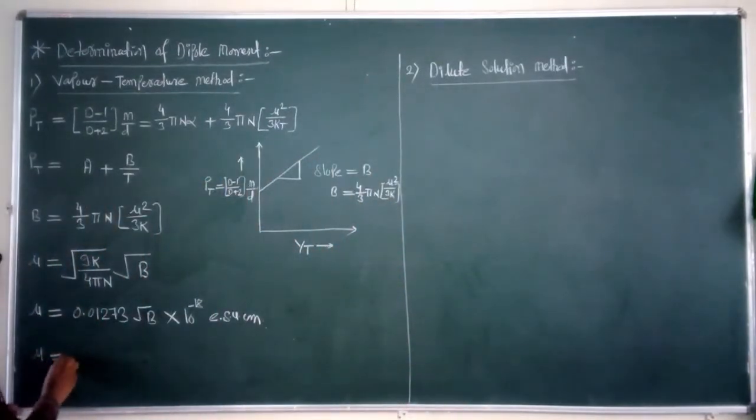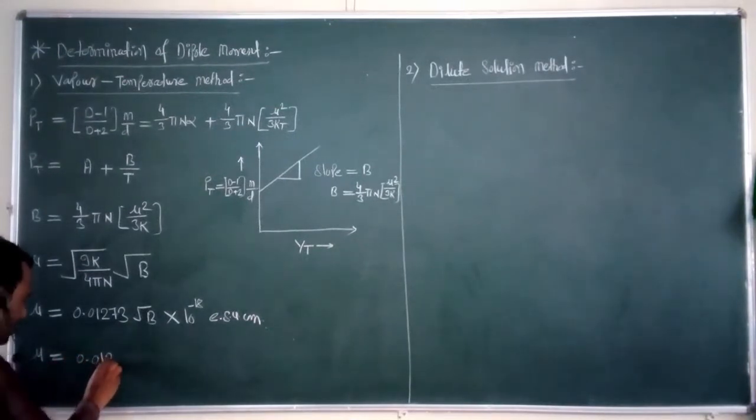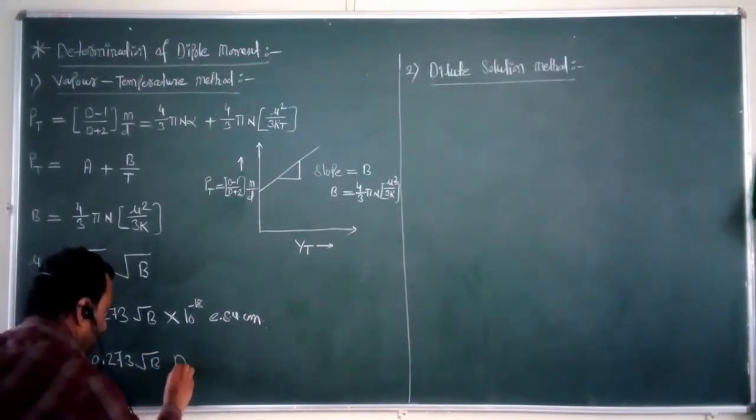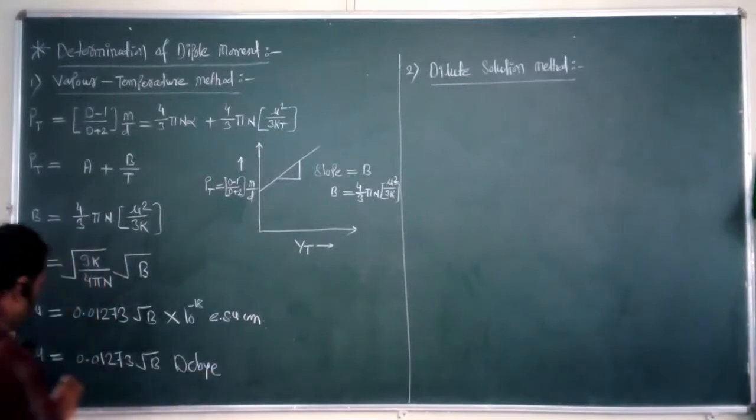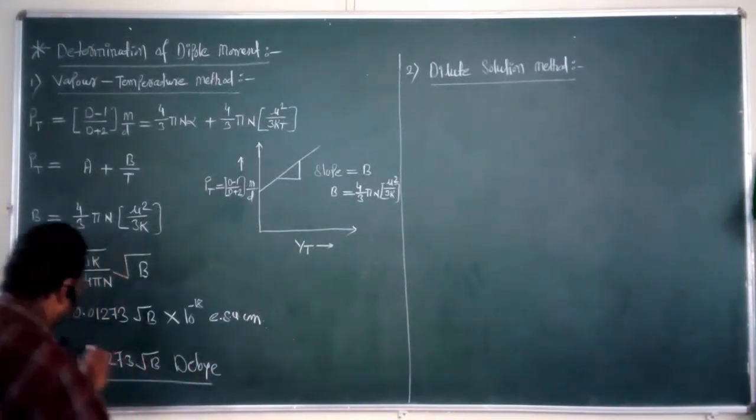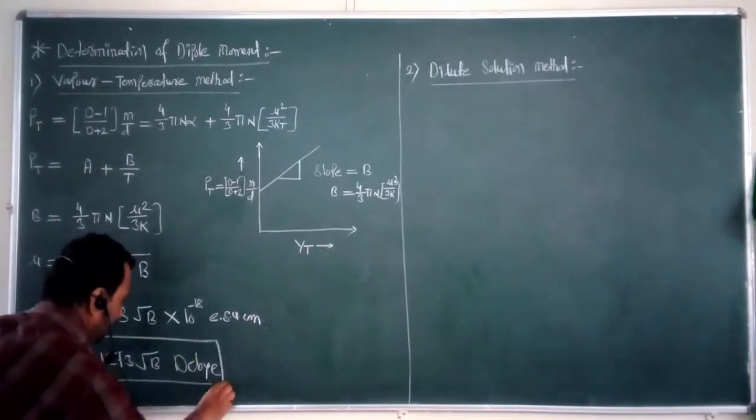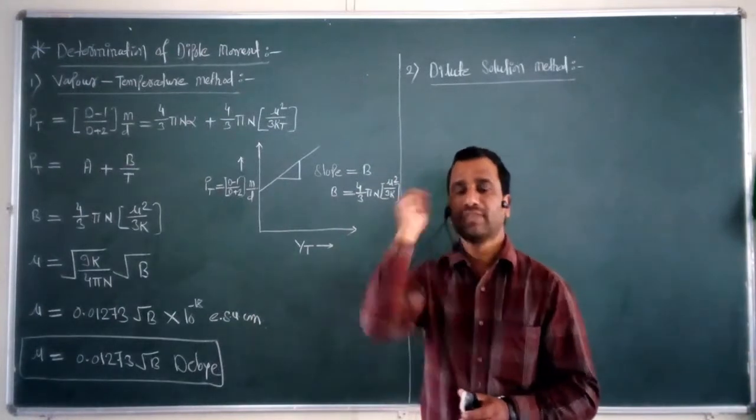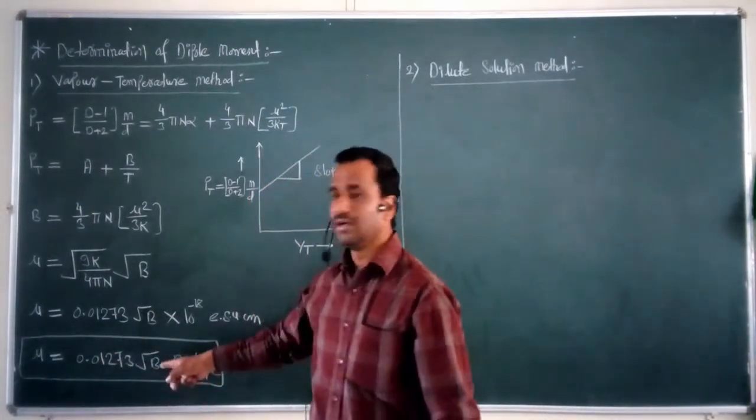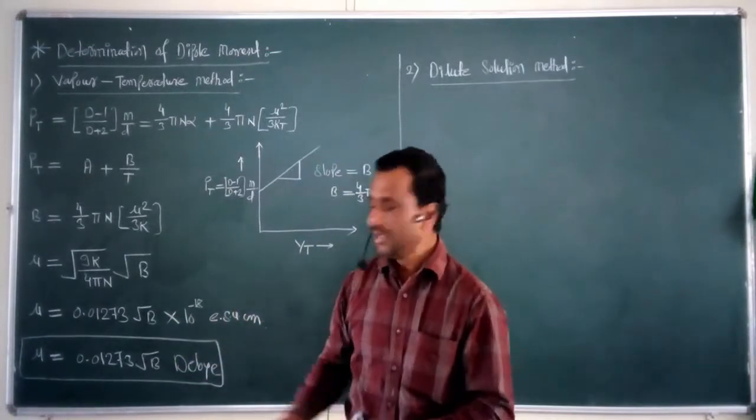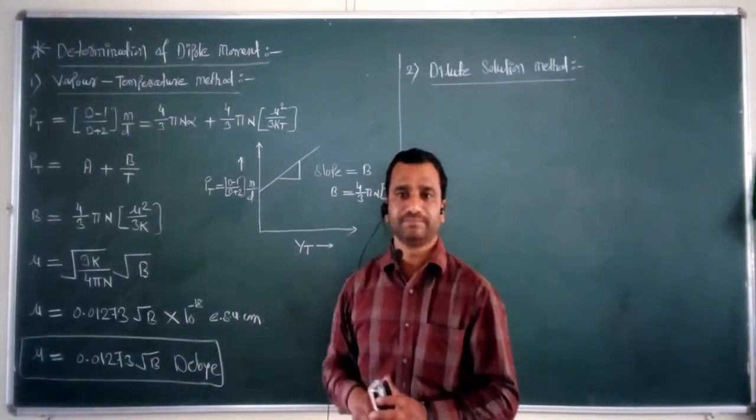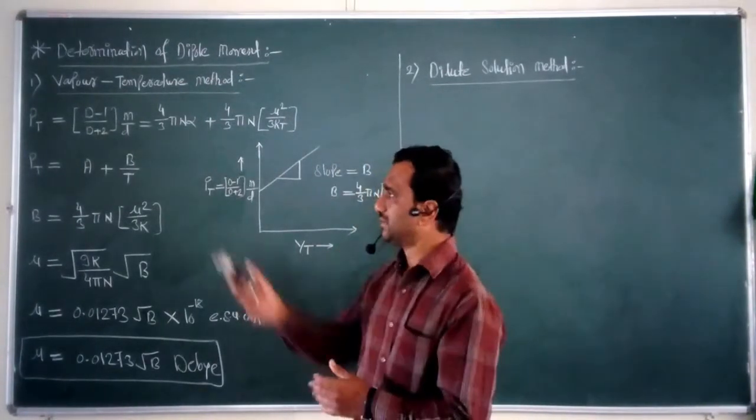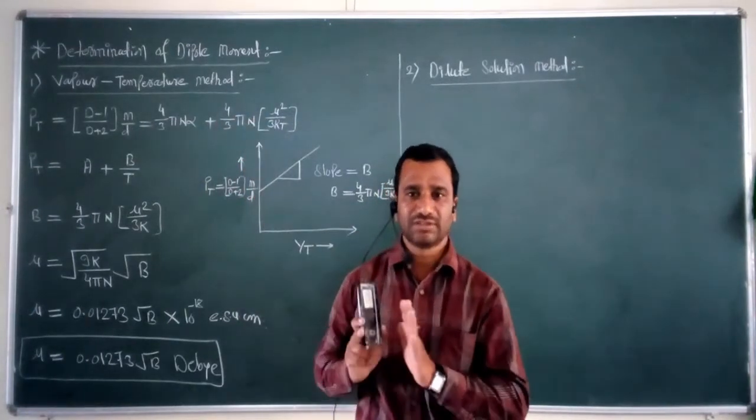The same value can be written as mu is equal to 0.01273 under root capital B Debye, and we know this Debye is the unit for the dipole moment. So this is a very simple relationship between the dipole moment and the slope obtained from the graph. With this simplified equation, we may calculate the dipole moment of a particular liquid with the help of this vapor temperature method. It is a very simple method.